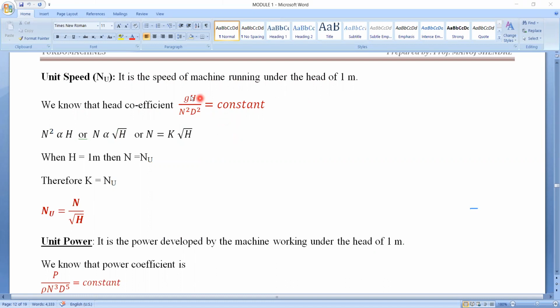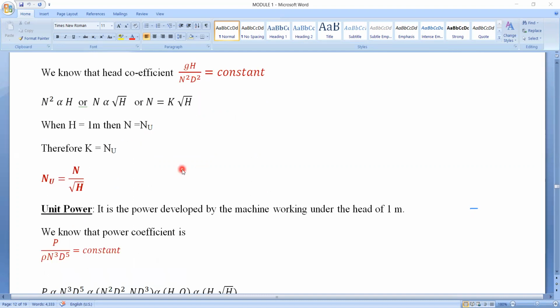Now, after doing the cross multiplication, d, the diameter of the runner, is constant, and g is also constant. So h is directly proportional to n square, or n square is proportional to h. If we take the root, n is directly proportional to root h, and n equals k times root h, where k is a proportionality constant.